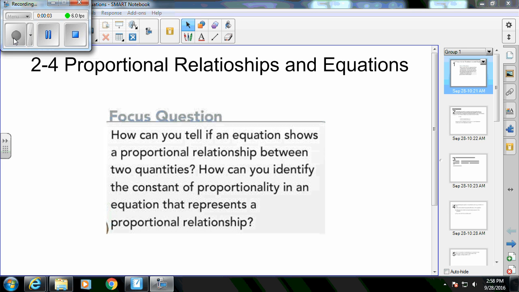Hello, welcome to Proportional Relationships and Equations, topic 2-4. Our focus question today: how can you tell if an equation shows a proportional relationship between two quantities? And how can you identify the constant of proportionality in an equation that represents a proportional relationship? We are going to come back to that.